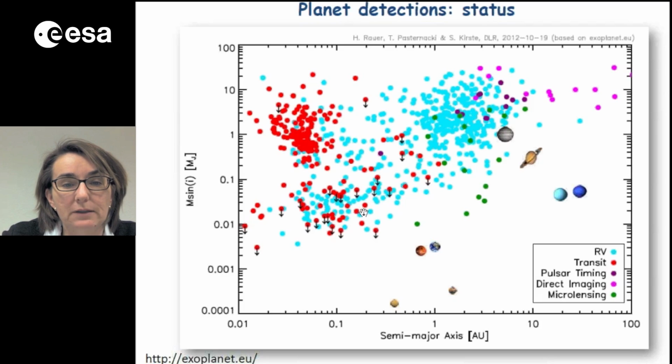Red dots with downward arrows indicate planets which have been detected by the Kepler satellite mission, from which we are sure they are planets. We can exclude the option of eclipsing binary stars, but we don't know the mass very precisely, so these are upper limits on the mass. What you can see here is that the range of Jupiter and Saturn-like planets is more or less well filled up to distances of 5 AU, astronomical units.